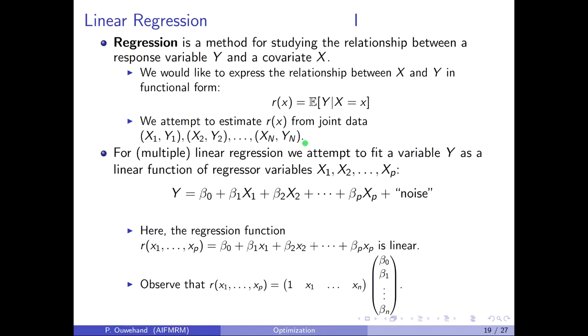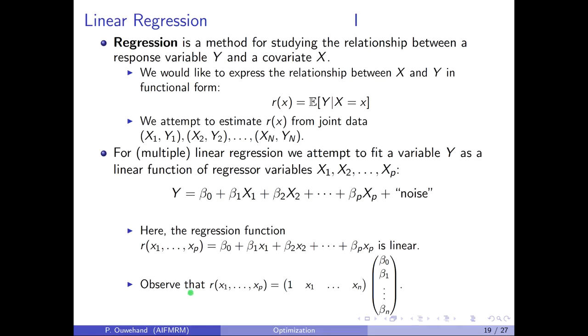For multiple linear regression, the functional form is assumed to be linear. In other words, we attempt to fit a variable y as a linear function of the regressor variables x1, x2 up to xp. So y is given as a linear function, beta 0 plus beta 1 times x1 plus beta 2 times x2 plus all the way down to beta p times xp plus some noise. And the unknowns here that need to be estimated are the values beta 0, beta 1 up to beta p. Here the regression function is therefore a linear function of x1 up to xp with coefficients beta 0 up to beta p.